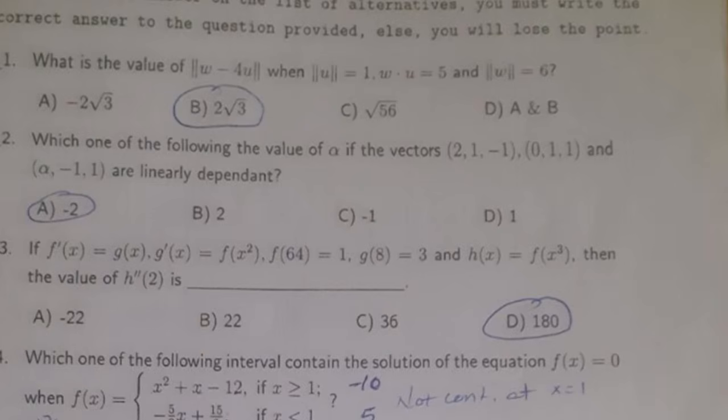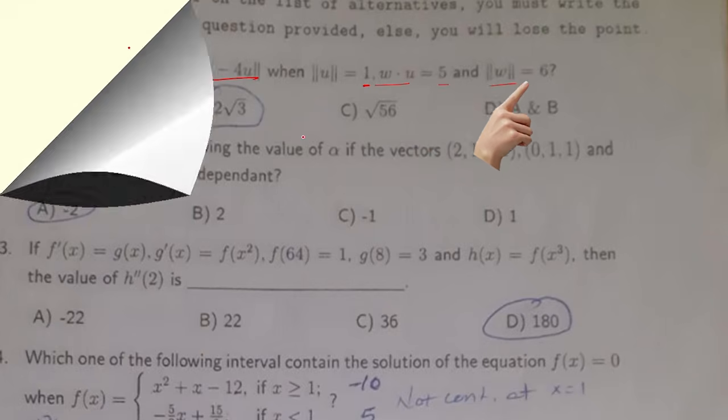Final exam part 2, multiple choice. Number 1. What is the value of the norm of w minus 4u, where the norm of u is 1, w dot u is 5, and the norm of w is 6? We are asked to evaluate the norm of w minus 4u.